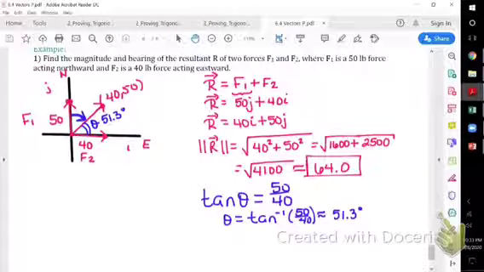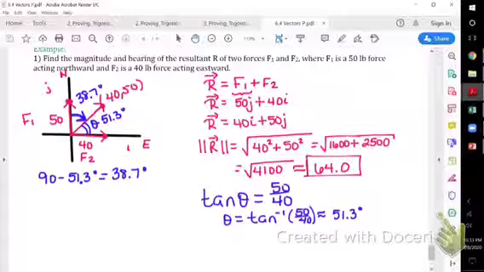But I need that angle right there, because that's the angle that's going to give me my bearing. How are we going to find that? We can take 90, because we know they're complementary, minus that 51.3 degrees, and that gives us that little angle there, which is 38.7 degrees. Which means we can write our bearing as 38.7 degrees. We're going towards the east, and it came from the north.